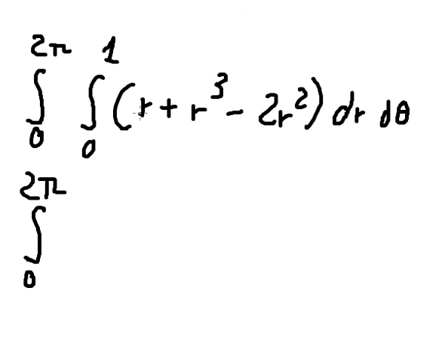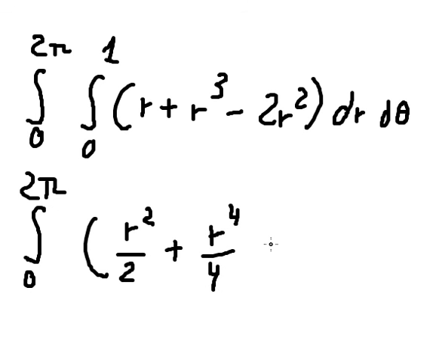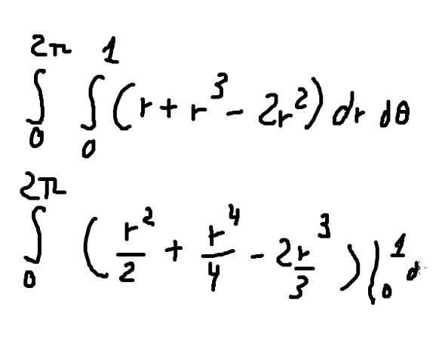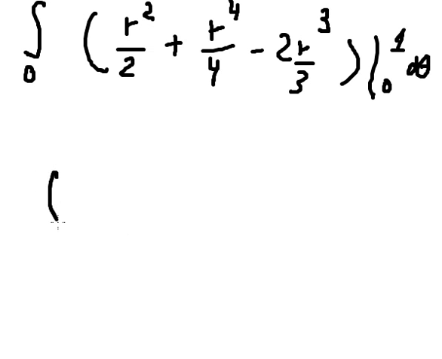The integration of r, we have r squared over 2. This one, we have r to the power of 4 over 4. This one, we have r to the power of 3 over 3. And we put the bounds from 0 to 1. So for 1, I will put this one here. For 0, I will put this one gone here. So we calculate this one, and we have 1 over 12.